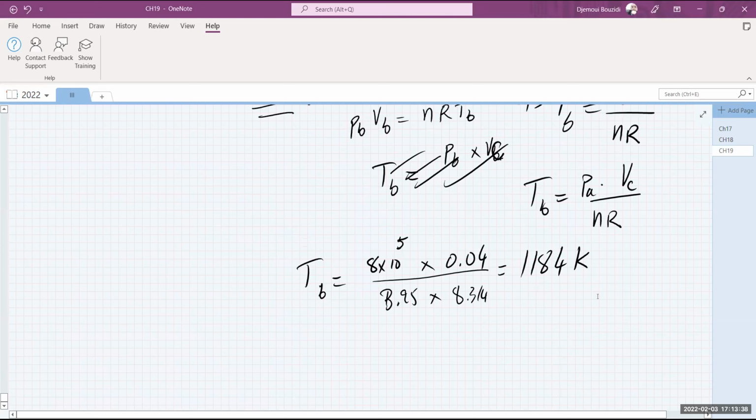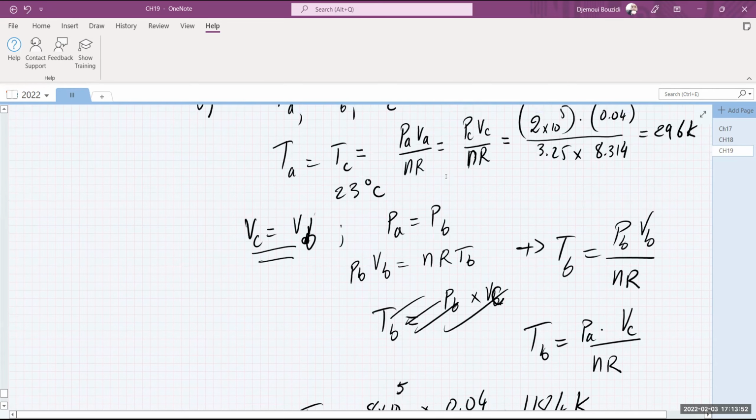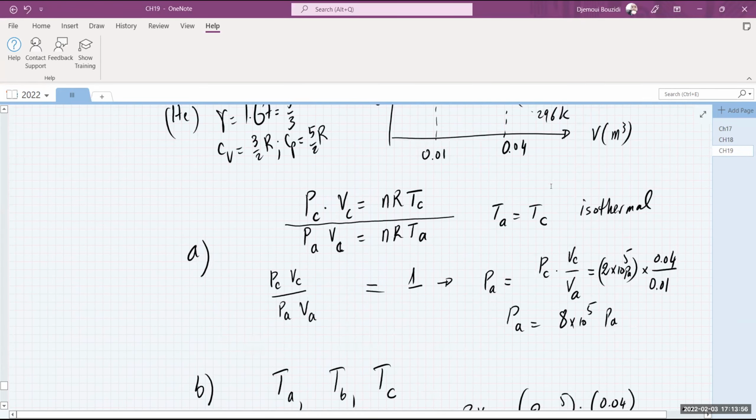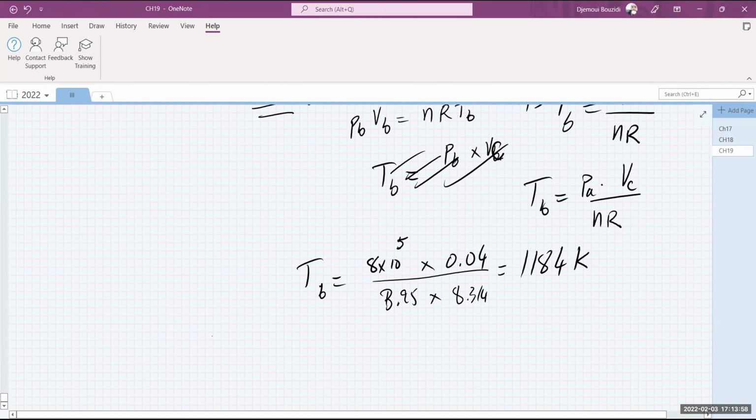So we did part B. Part C: how much heat entered or left the helium during segments AB, BC, and CA. So we want to know how much heat went in. From A to B, so we're doing C now.